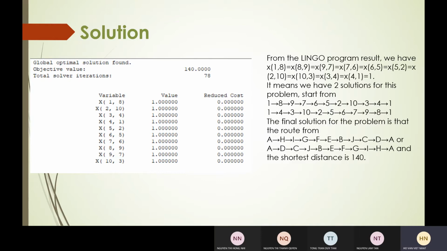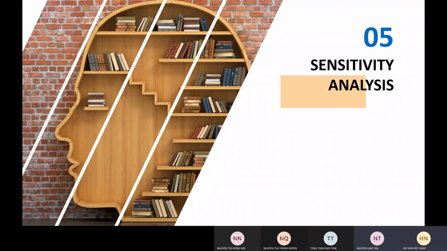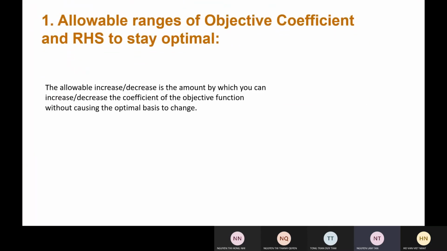Next part will be presented by Tang. Next slide. Okay. So hello everyone. My name is Tang, and today I'm gonna show you the sensitivity analysis of the problem 7. So there are three main parts in my presentation.